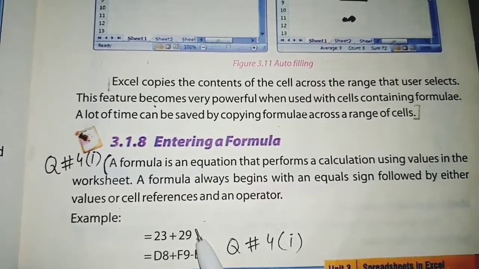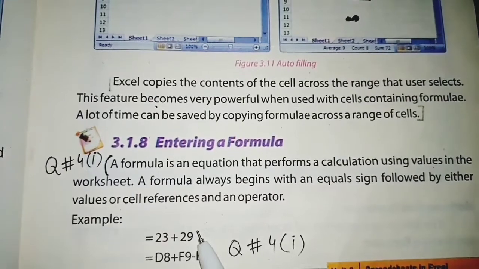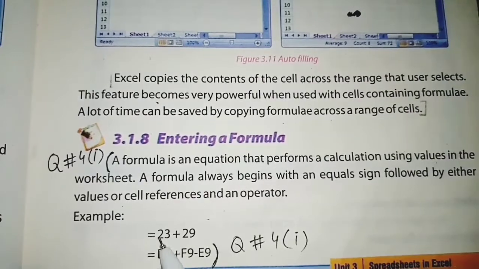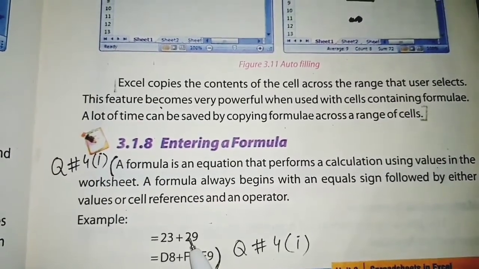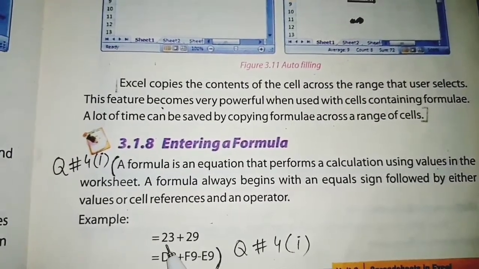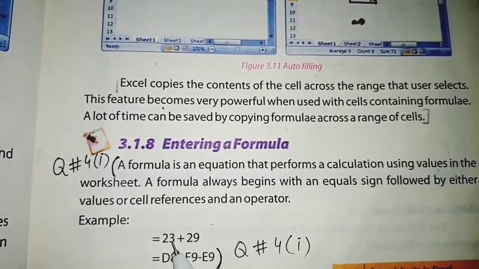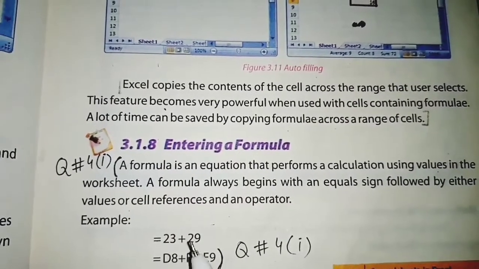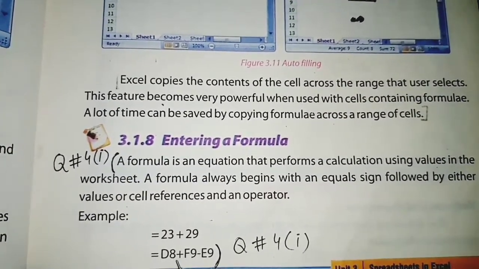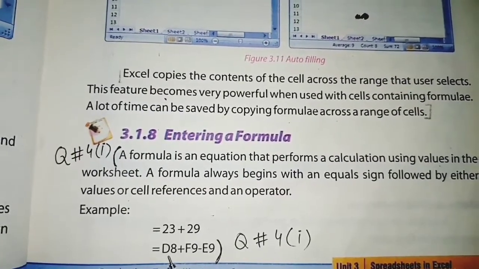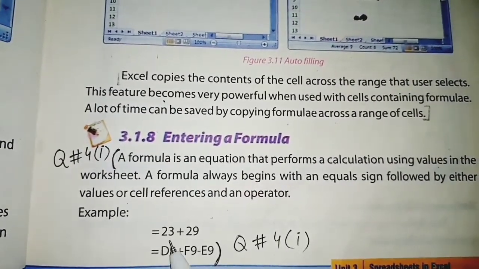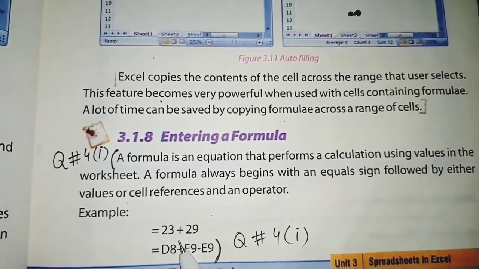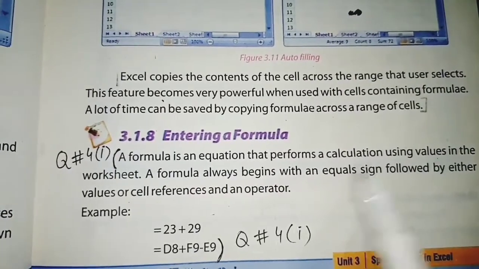There are some rules for writing a formula in Excel. First point is, a formula always begins with an equal sign. Here we can see formula is starting with equal sign. Then after equal sign, data value or cell reference is written. Here we can see that after equal sign there is a data value, and in the second example we can see that after equal sign there is a cell reference. After the cell reference or data values there is an operator. So students, this is the definition of formula.